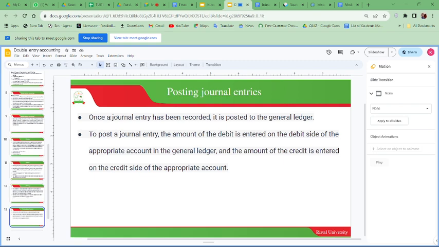Once a journal entry has been recorded, it is posted to the general ledger. To post to a general ledger, the amount of the debit is entered on the debit side of the appropriate account in the general ledger, and the amount of the credit is entered on the credit side of the appropriate account.